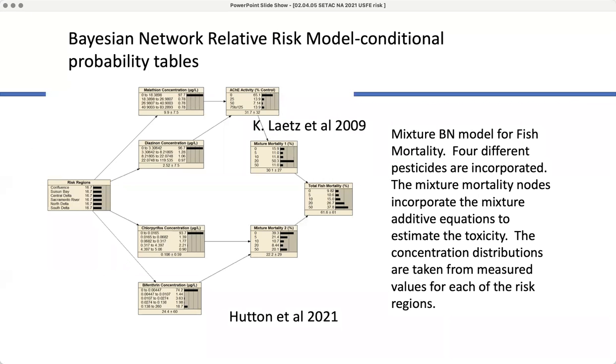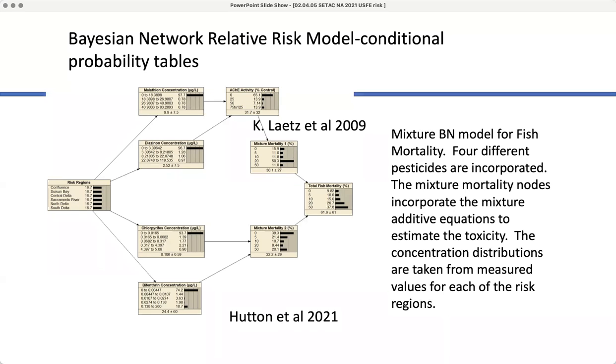Here's the model. You notice over in the far left, we have our risk regions. In this particular case, we're looking at malathion and diazinon and how they interact. The top pathway talks about how they will inhibit acetylcholinesterase activity. Depending upon that inhibition, you'll get some mortality generated that feeds into a node called total fish mortality.